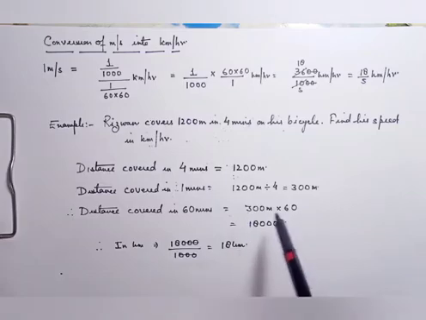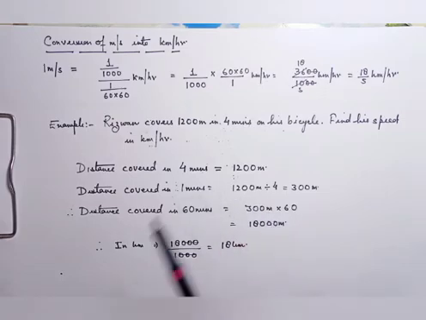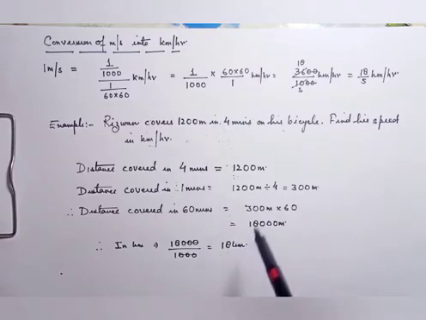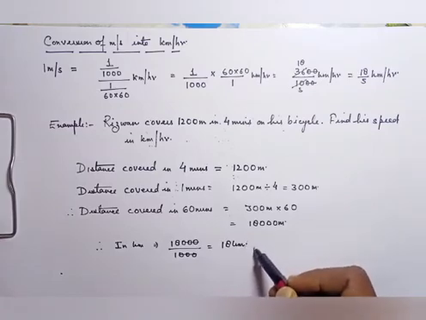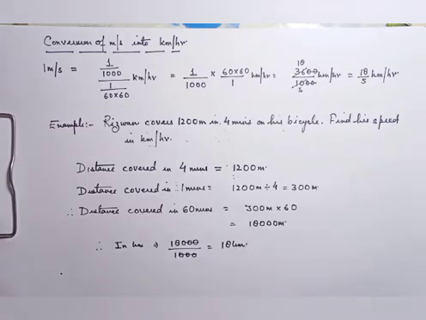Now 18,000 is given in meter. I have to convert it into kilometer. So it will be in kilometer, 18,000 upon 1000 is equal to 18 kilometer per hour. It will be kilometer per hour. I hope this question is clear to everyone.